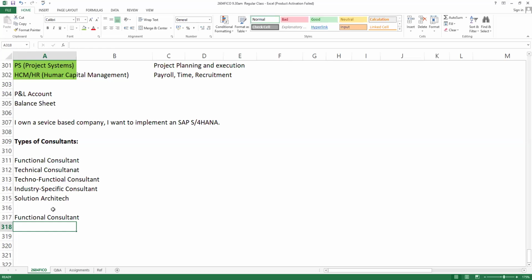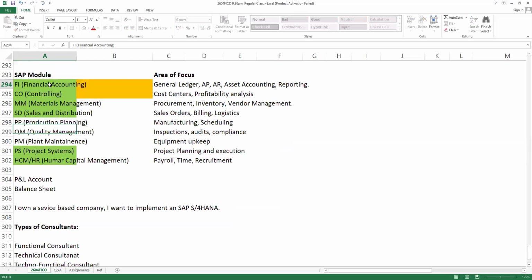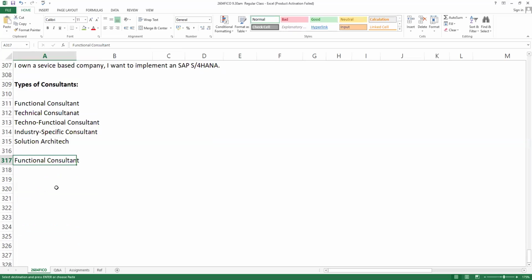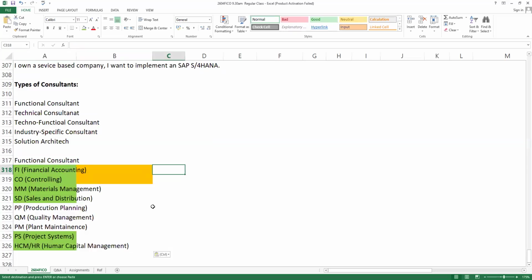Functional consultants may not deal with any code, but they will still be considered in a project as software engineers, because they have huge functional expertise and configuration expertise. Now who will be called a functional consultant? We will have the FICO consultant. These are different modules, right? For these different modules we will have different consultants.